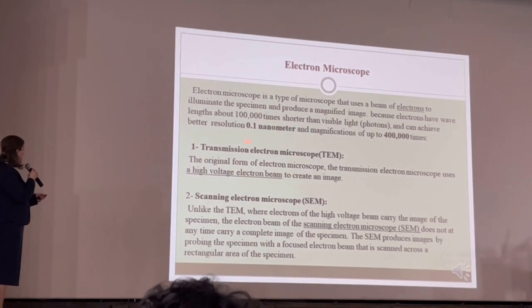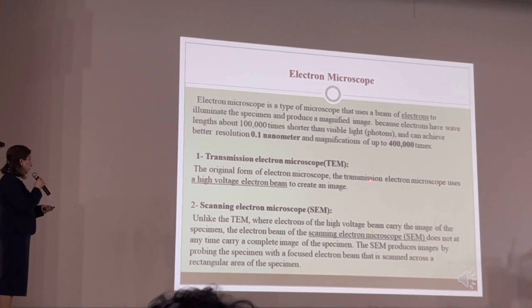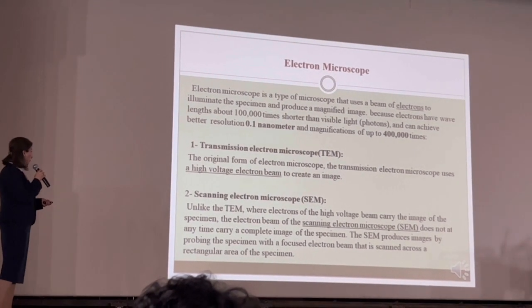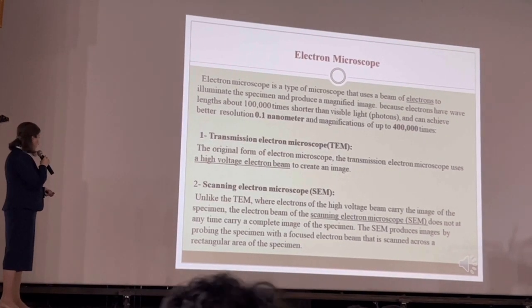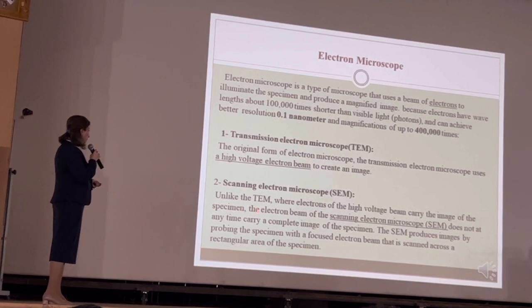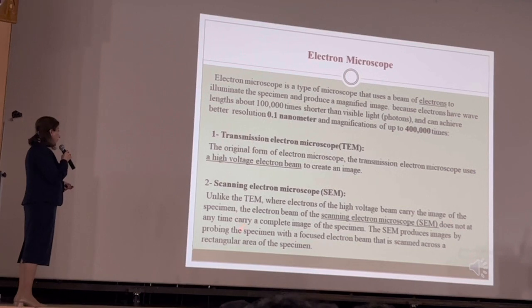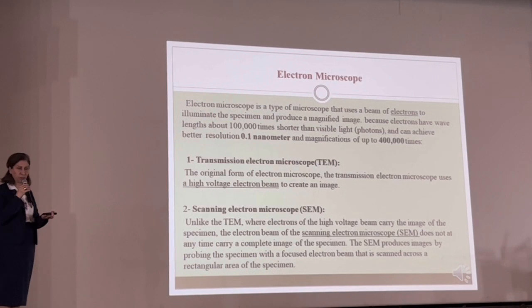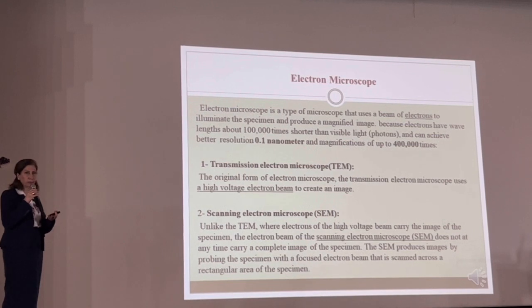We have two types: the transmission electron microscope (TEM), which is the original form of electron microscope. The transmission electron microscope uses a high voltage electron beam to create an image. In the scanning type, the SEM, which is the second type, unlike the TEM, where the electrons of the high voltage beam carry the image of the specimen, the electron beam of the scanning electron microscope does not at any time carry a complete image of the specimen. So it has certain usages, specialized for certain purposes.